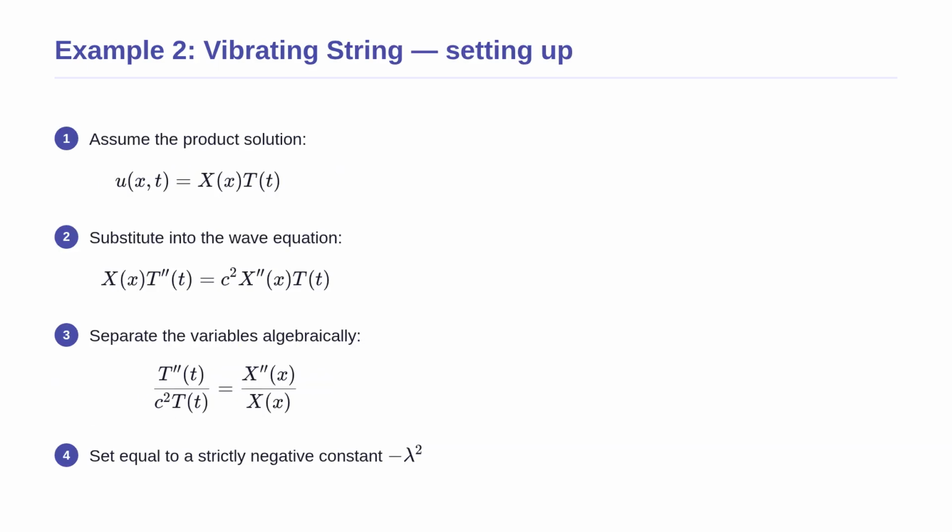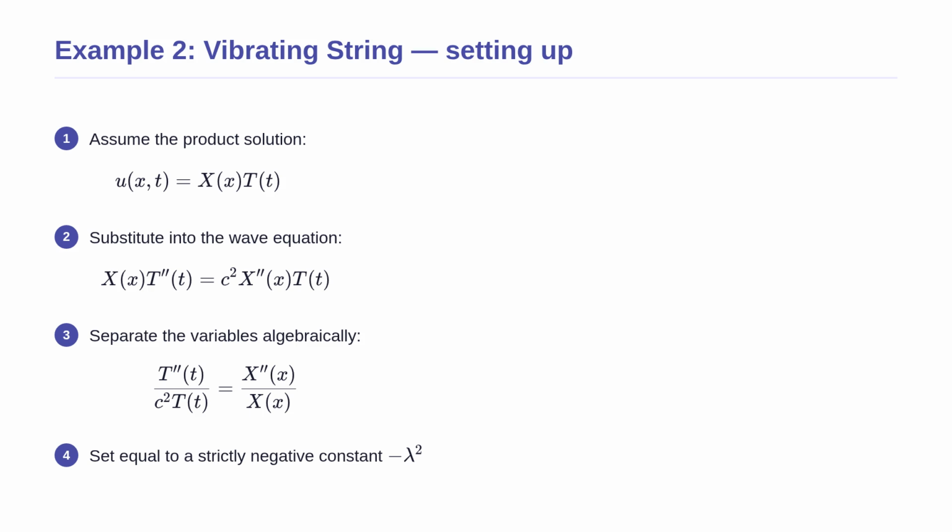We are asked to set up the separated ordinary differential equations for this string. We choose our product solution and substitute it into the wave equation. This gives us x times t double prime equals c squared times x double prime times t. We separate the variables using algebra, just as before.